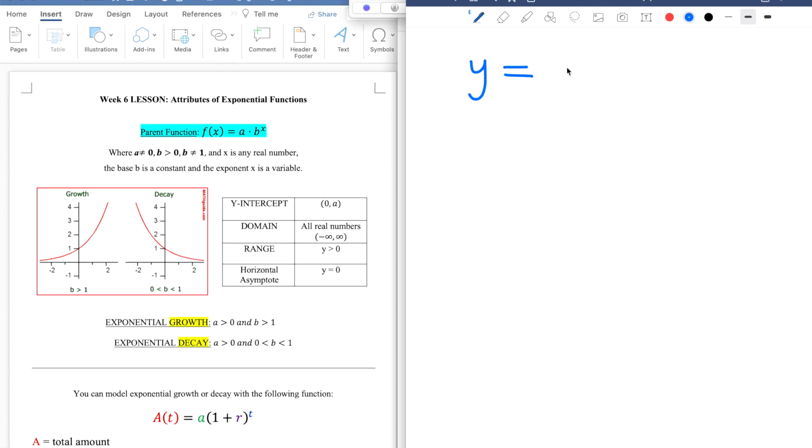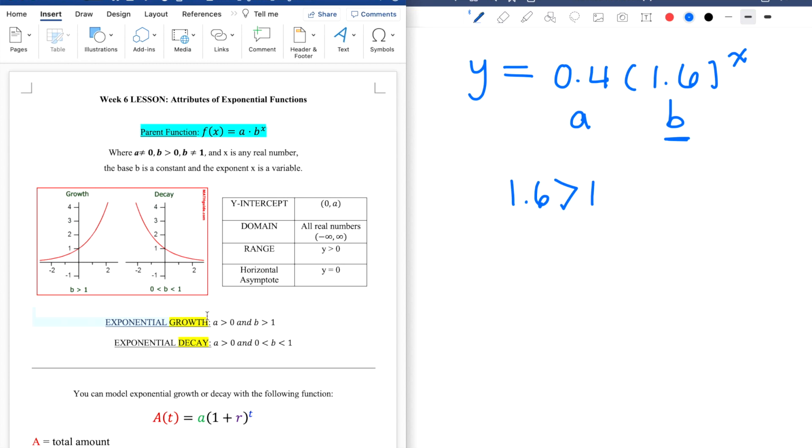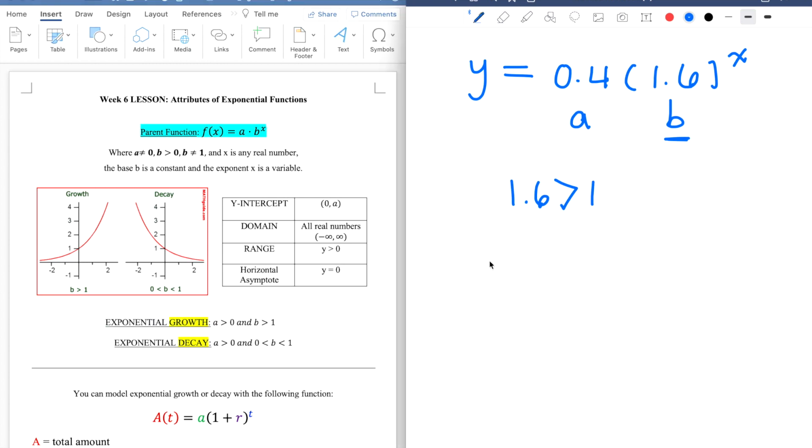For example, what if you got y equals 0.4 times 1.6 to the power of x? 0.4 is going to be the a value. 1.6 is the b value. The b is what determines growth or decay. So 1.6, that is greater than 1. When your b value is greater than 1, that's going to be your growth. So this is an example of exponential growth.